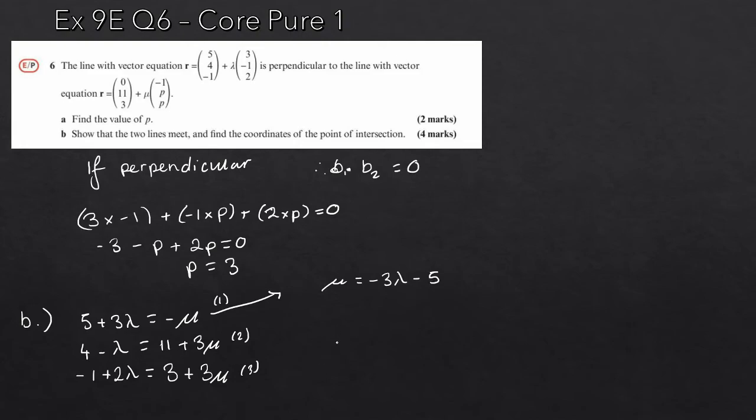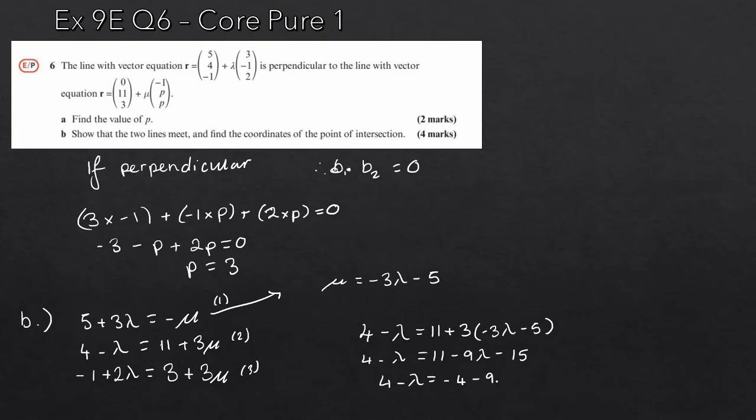So if I do that now, that'd be 4 minus lambda, which is going to be equal to 11 plus 3 lots of mu, which is minus 3 lambda minus 5. Simplify this now and solve. So 4 minus lambda is going to be equal to 11 minus 9 lambda minus 15. So let's start solving this. So 4 minus lambda is going to be equal to minus 4 minus 9 lambda.